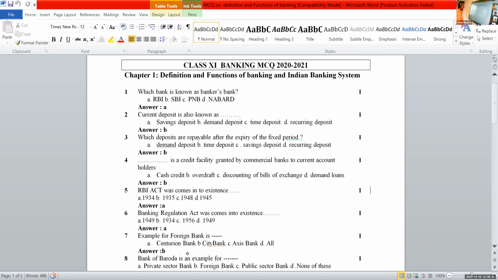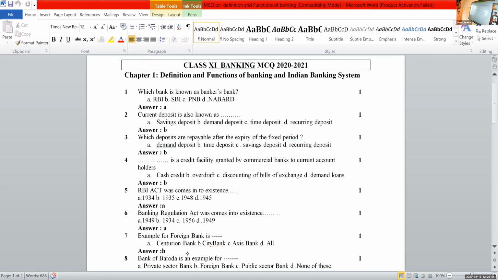Next, dash is a credit facility granted by the commercial bank to current account holder. Means only the current account holders are getting that facility. That is which one? Overdraft. They can withdraw more amount than they have. Okay, that is overdraft facility.